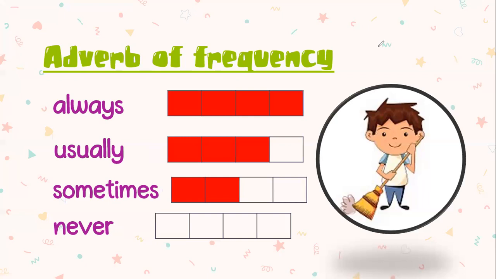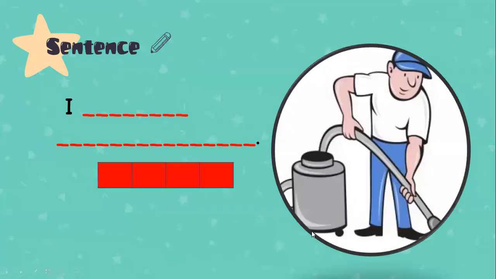So now, having known this, we can express sentences. Remember, always, usually, sometimes, and never. Now it's time to express sentences. Look here, we have I. And what is this? I remember that in the previous slide it says always.